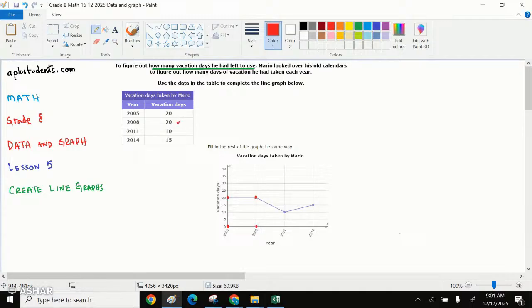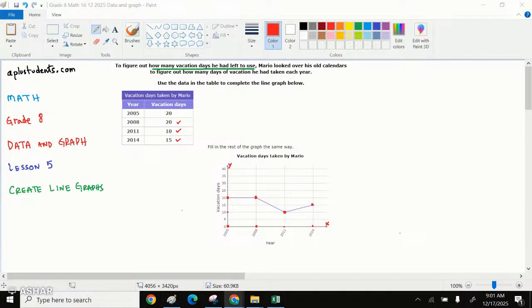We mark 20 over here because we have vacation days on the y-axis. On the x-axis, we have the years. So in 2011, he took 10 days off. We say 2011, and we go up to where we see 10, and we mark this point. Then 2014, he took 15 days off, and we mark 15.